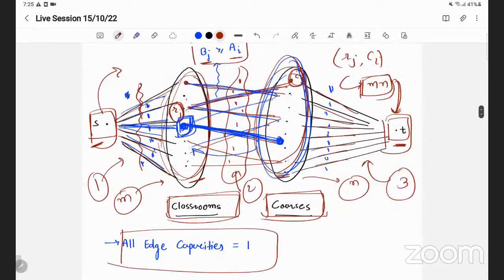So how will you implement the flow algorithm? I will show what I have implemented. Give me a second. I will show you my implementation.